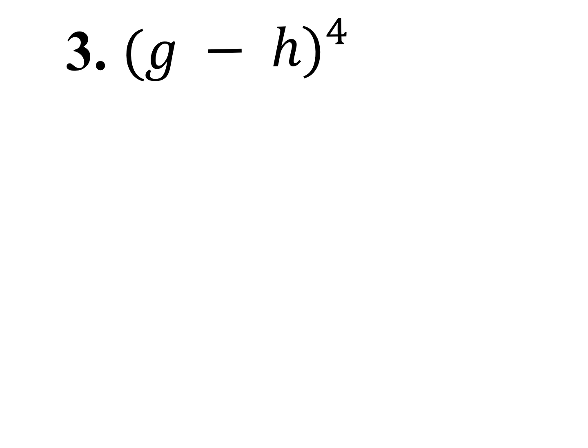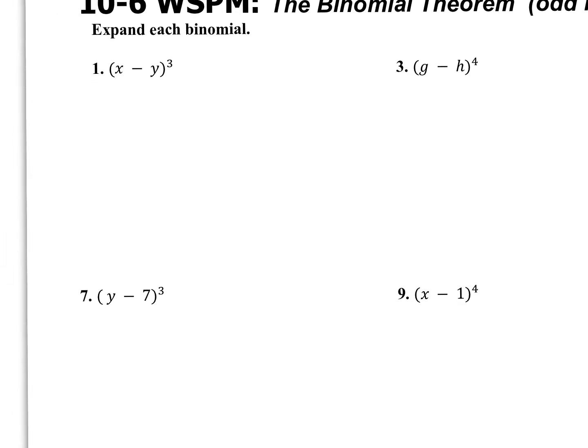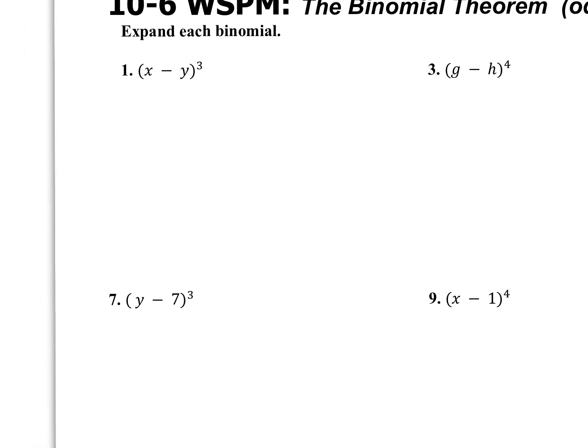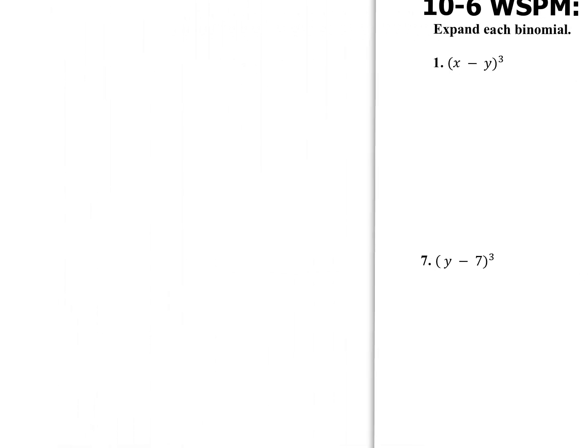And we need to expand this binomial g minus h to the 4th power, which means g minus h times g minus h times g minus h times g minus h. Now we could do that, but that will take a long while, and I want you to practice Pascal's triangle and the binomial expansion theorem. So before we even begin, let's get Pascal's triangle going to that 4th degree, that 4th power.